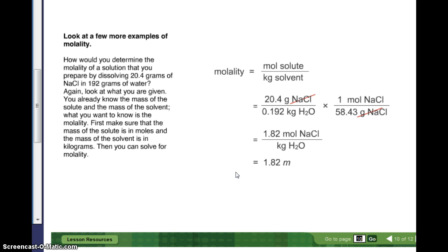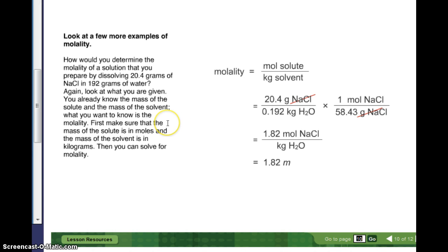Let's look at a few more examples of molality. How would you determine the molality of a solution that you prepare by dissolving 20.4 grams of NaCl in 192 grams of water? Again, look at what you are given. You already know the mass of the solute and the mass of the solvent. What you want to know is the molality.